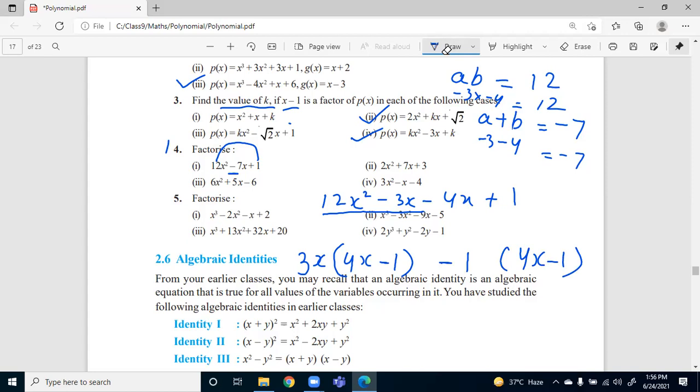Okay, then after that, what should I write? 3x minus 1 and 4x minus 1 will be the factors. Correct. So let's proceed to the second part that we can complete in today's class. Then in the evening, we will be continuing with important ones.